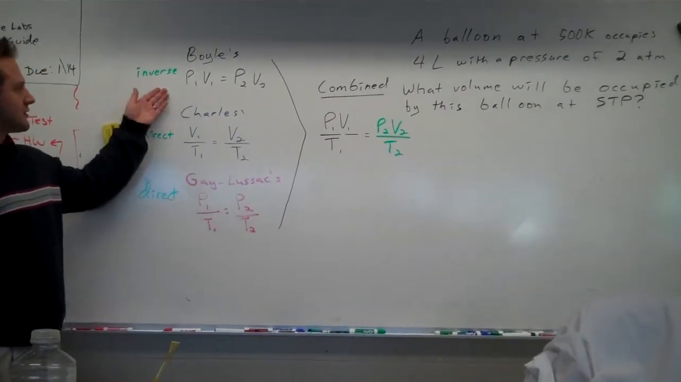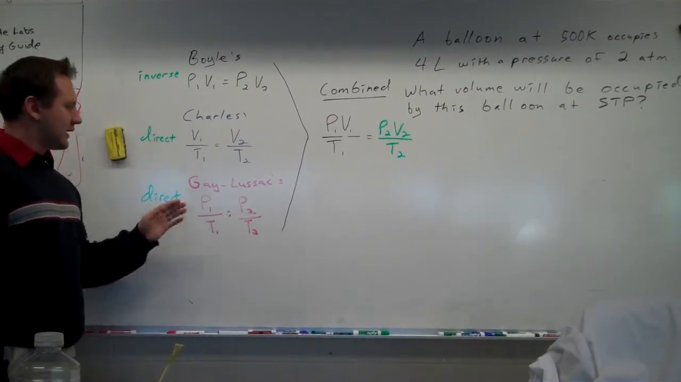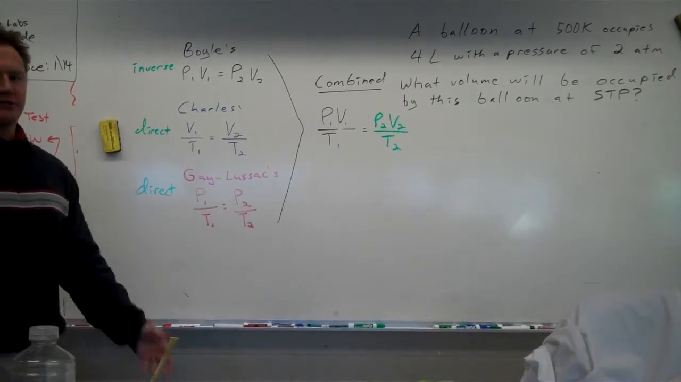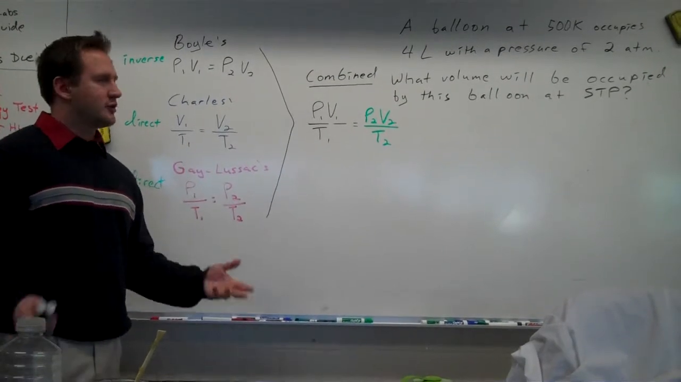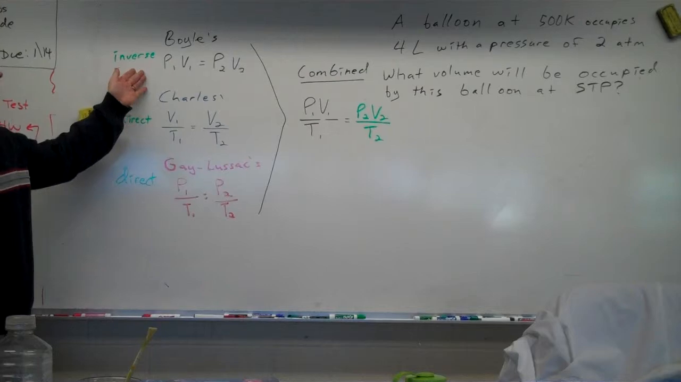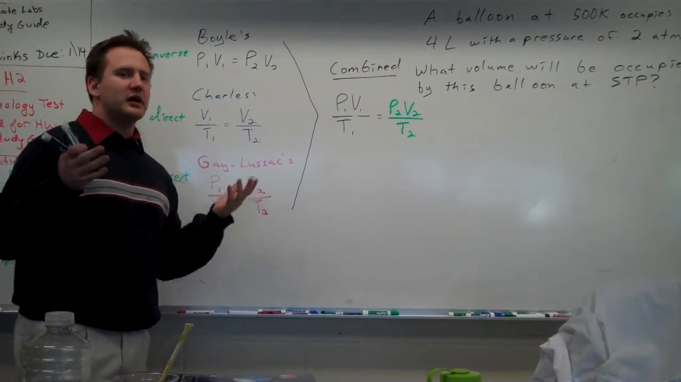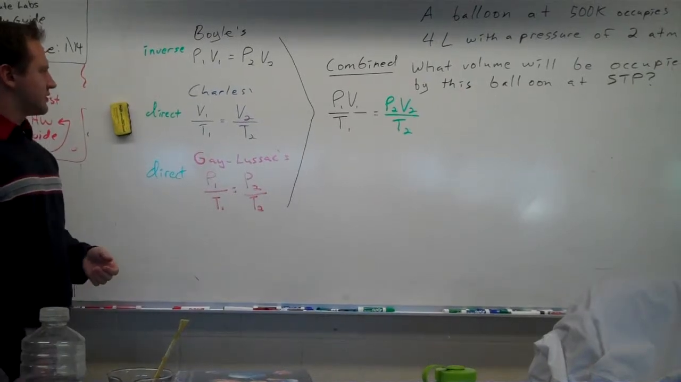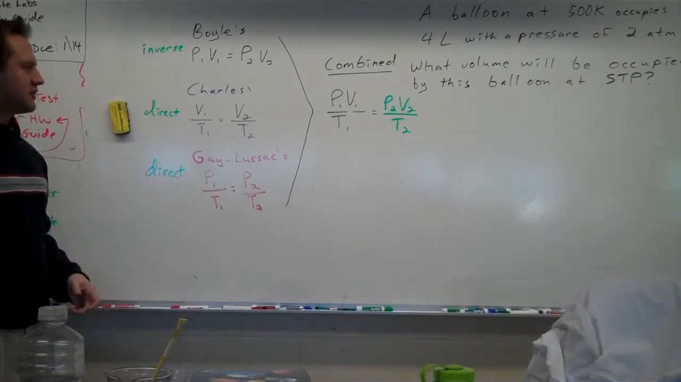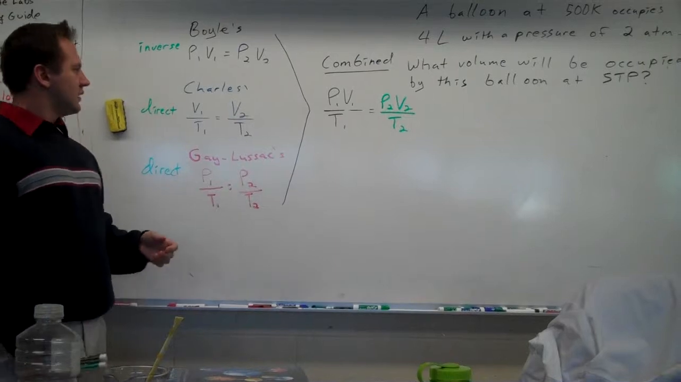So we've already learned Boyle's law, Charles's law, and Gay-Lussac's law. And these show the different relationships between pressure, temperature, and volume. Boyle's law shows an inverse relationship between pressure and volume, meaning when you increase one, the other decreases, and vice versa. Charles's law and Gay-Lussac's law are both direct relationships.